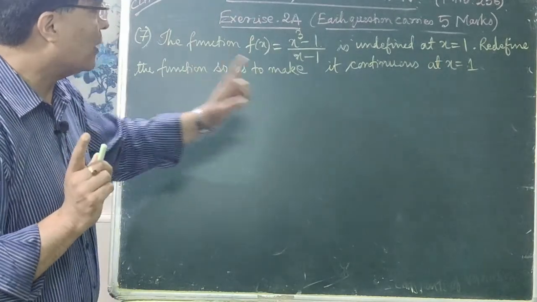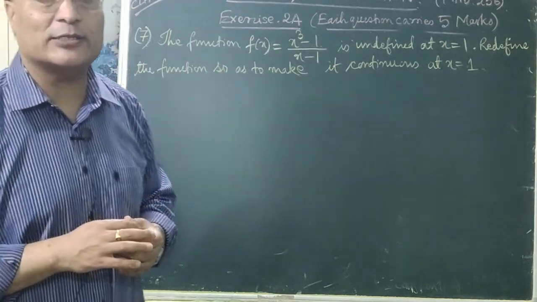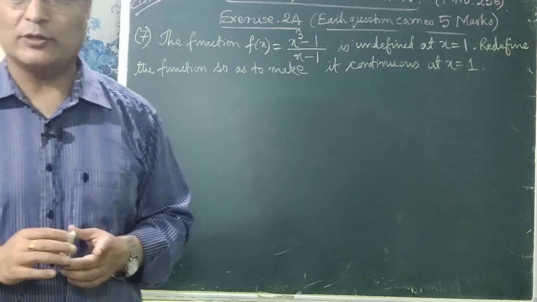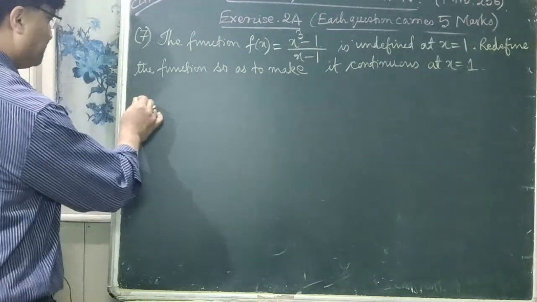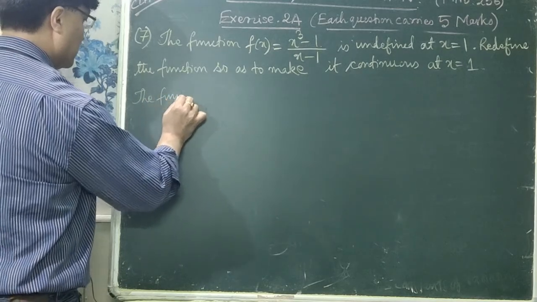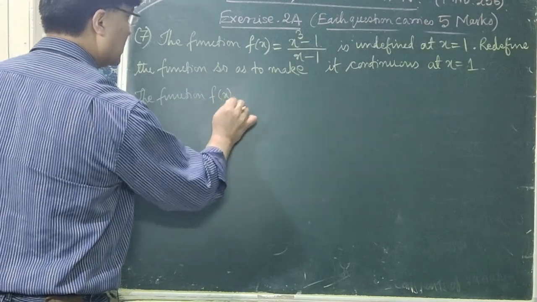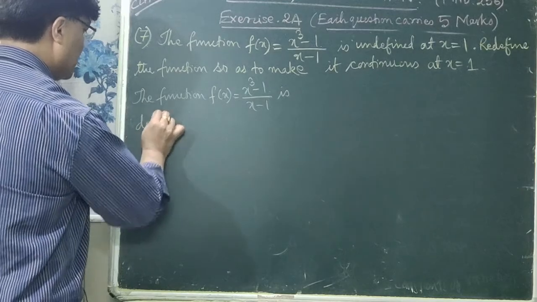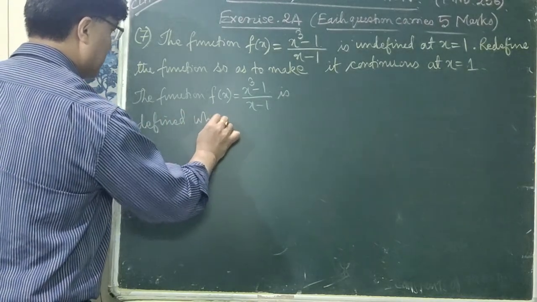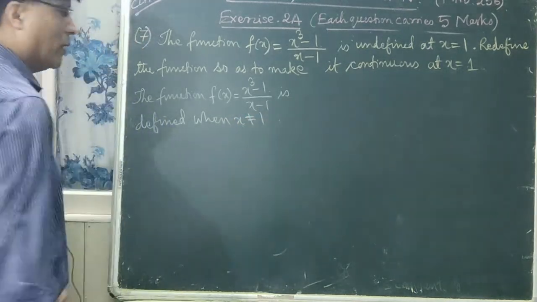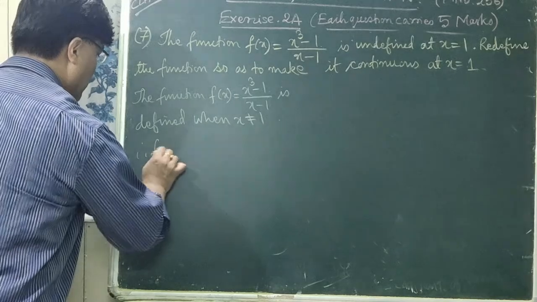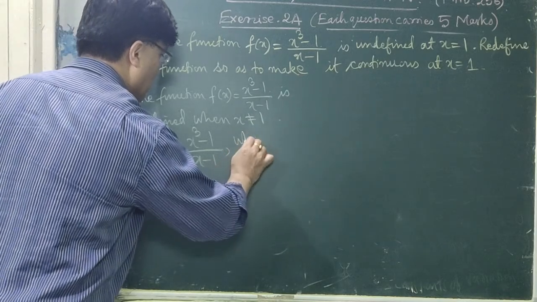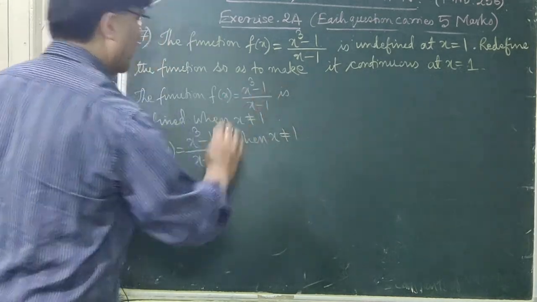Is that clear? So you have to redefine the function so as to make it continuous at x is equal to 1. Again, you have to define the function so that f of x is continuous at x is equal to 1. Okay? So the solution is the function f of x is equal to x cubed minus 1 upon x minus 1 is defined when x not equal to 1. Is that clear? So therefore, f of x is equal to x cubed minus 1 divided by x minus 1 when x not equal to 1.